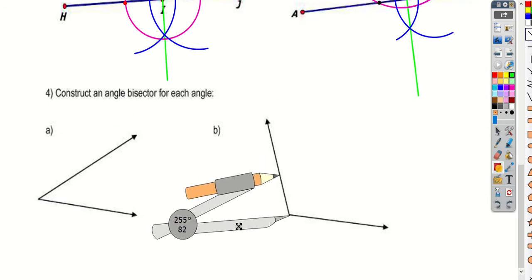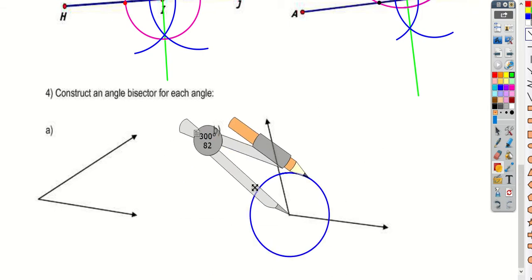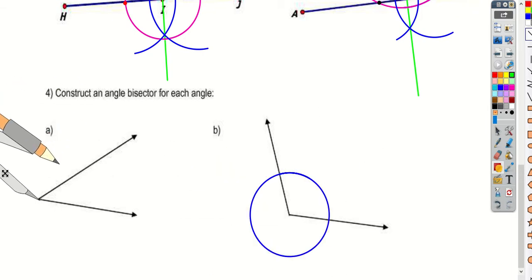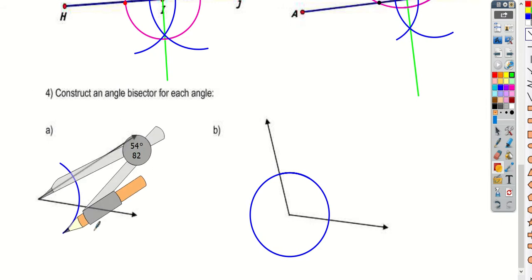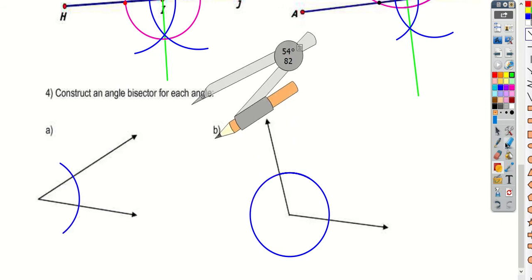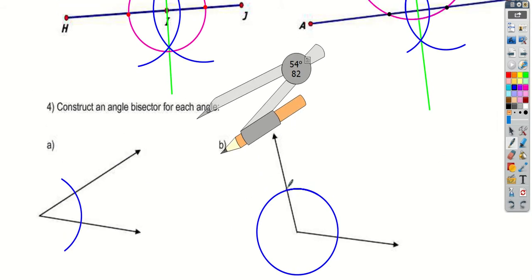All right, angle bisector. So all we're going to do is draw a circle around the angle. Okay, and then where the circle intersects the angle, we're going to do the football, or the arc. So we can see there's a point right here and a point right here.